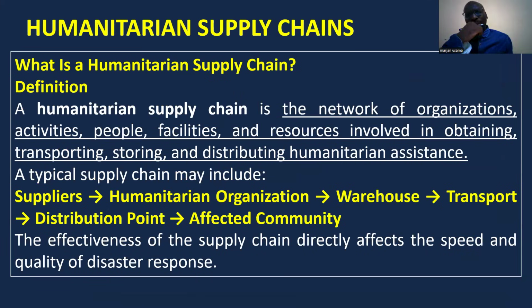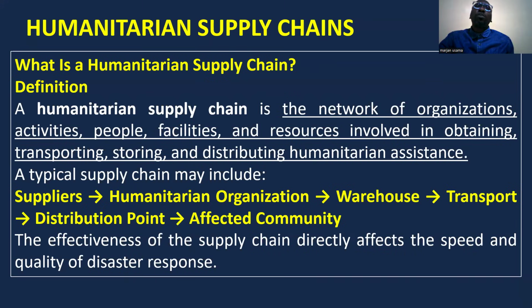Now, the other concept is humanitarian supply chains. So what is humanitarian supply chain? It is the network of organizations, activities, people, facilities, and resources involved in doing what? In obtaining, transporting, storing, and distributing humanitarian assistance.